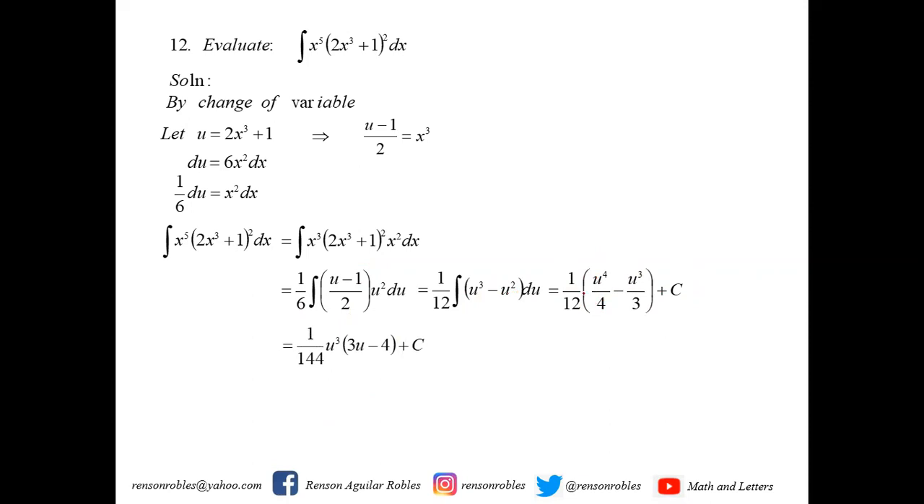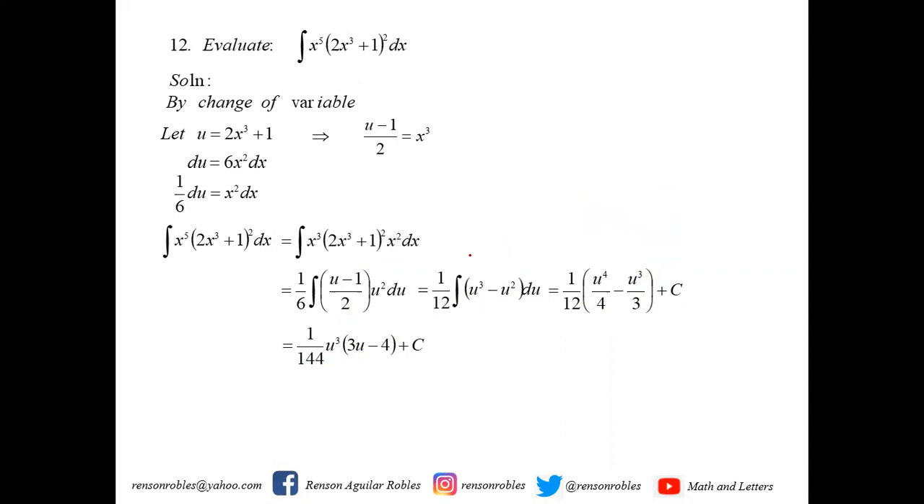So we got 1 over 12, and for 4 and 3, the LCD is 12. And then you have 12 divided by 4 is 3 times u to the 4, that is 3 u to the 4, minus 12 divided by 3 is 4 times u cubed, 4 u cubed. And then the next thing you need to do is to factor out u cubed. So we got u cubed here, and then you multiply 12 and 12. So they got 1 over 144 u cubed times 3u minus 4 plus c.